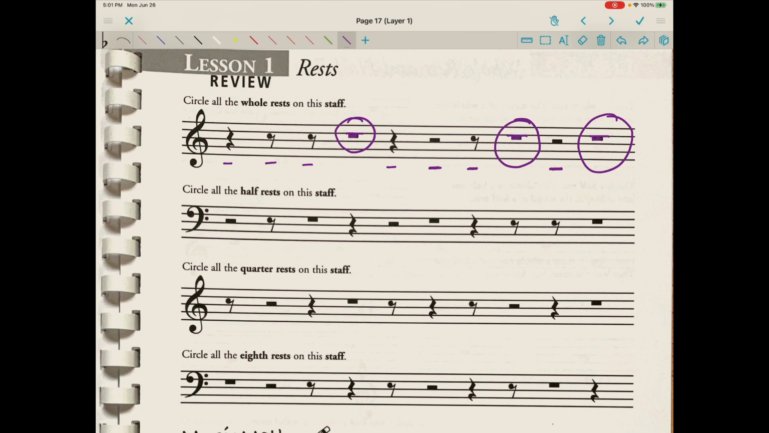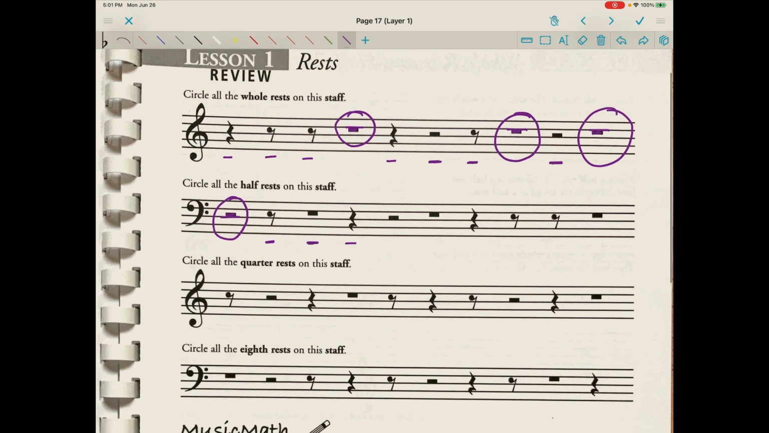Circle all the half rests on this staff. So we're looking for the lighter ones that are sitting on line 3. Here's one, right? We have that lighter hat sitting there. This is an 8th rest. This is a heavy hat, so this is a whole rest. We don't want to circle that guy. Quarter rest. Here we go again, a lighter rest that's sitting on line 3. So that'll be our half rest. Here's a whole rest hanging from line 4. Quarter rest, 8th rest, 8th rest, and another whole rest because it is hanging from line 4.